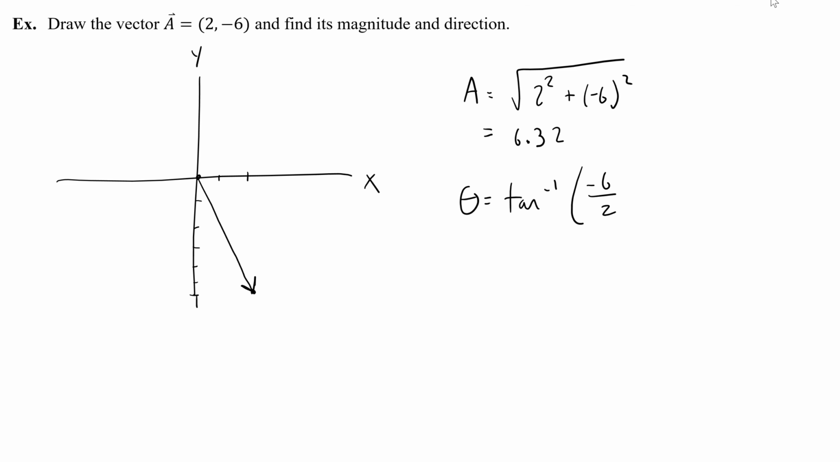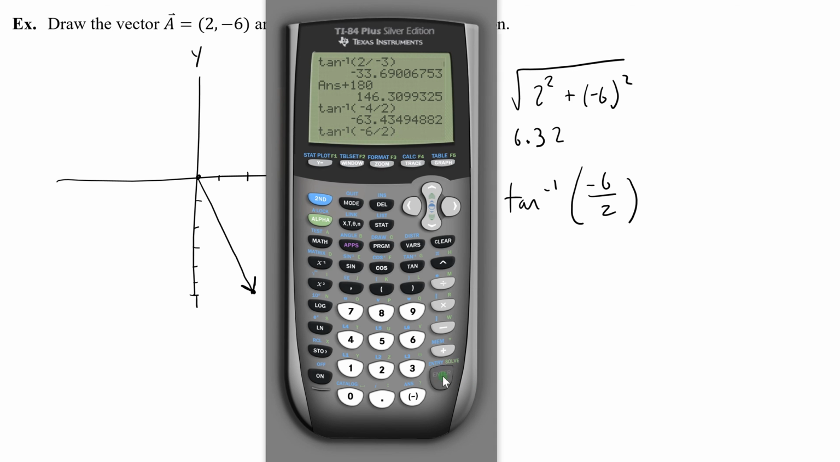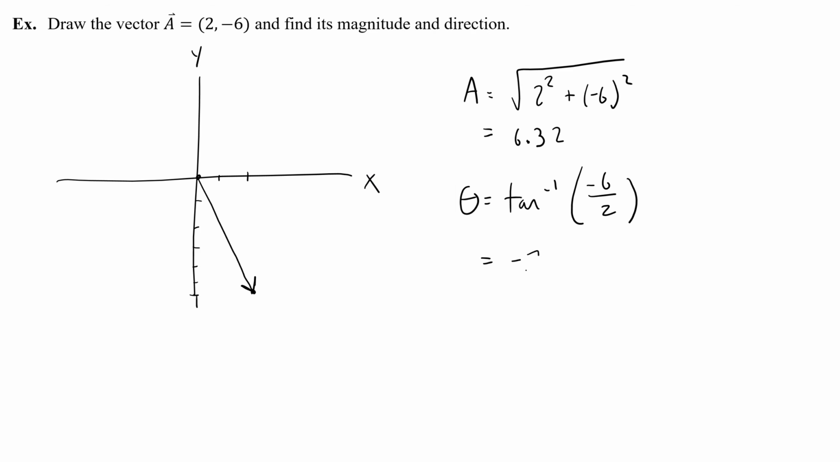And then to find the angle theta, I would do tangent inverse of the y, which is negative 6, over the x, 2. And that would give me negative 71.565, so negative 71.57 degrees. And because this vector is in the fourth quadrant, remember 1, 2, 3, 4, then that is the correct angle. It's just going to be below the x-axis instead of above it.